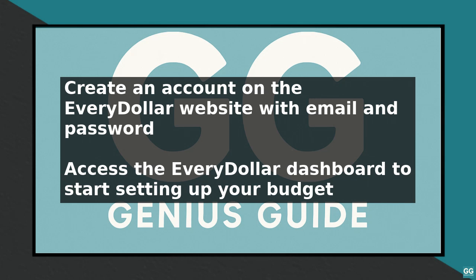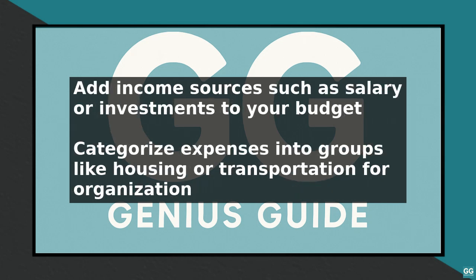your budget. The first step is to add your income, which can include your salary, investments, or any other sources of income. Next, you will need to add your expenses, which can be categorized into different groups such as housing, transportation, food, and entertainment. EveryDollar provides a list of pre-built categories to make it easier to get started.